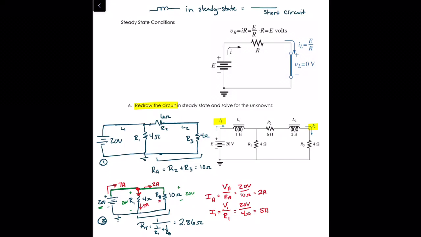Okay, so let's move back up one step in our circuit, and we see that we've got 7 amps here, 5 amps here, 2 amps here. Now, we could go ahead and calculate our voltage drops across R2 and R3.